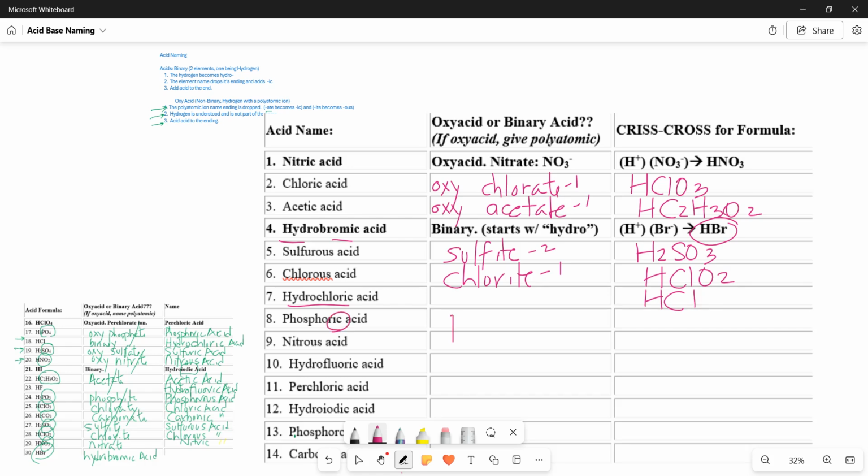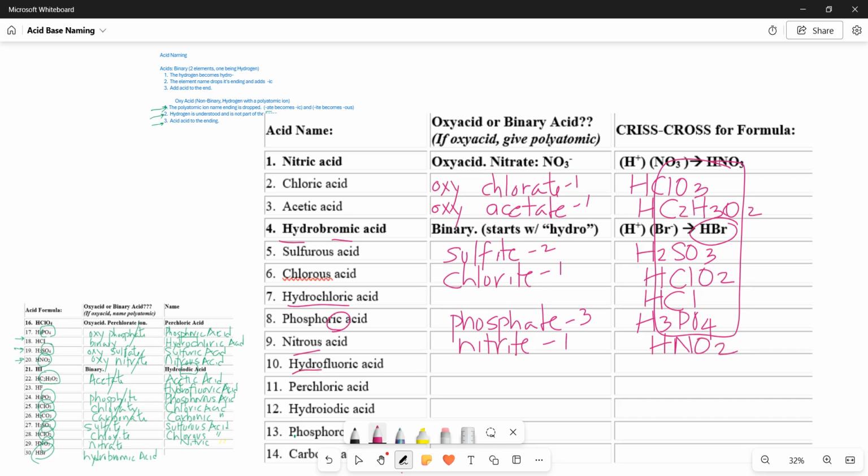Phosphoric, that means this came from the polyatomic phosphorus, or phosphate, sorry. It is oxy, and so this has a -3 charge, so it's going to be H3PO4. Now just reminder here, these poly formulas I have learned, but you can look on your index for polyatomic ions. Okay, nitrous. Nitrous means it comes from nitrite. And nitrite has a -1 charge, so that means one hydrogen with NO2.